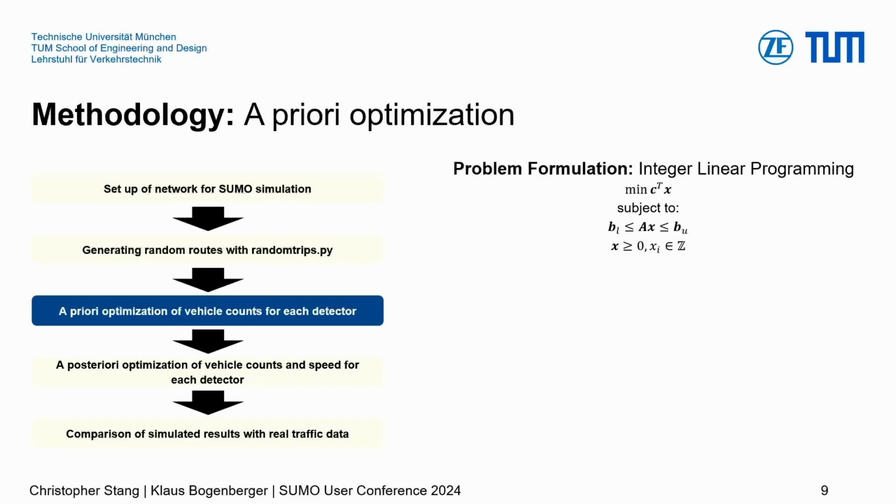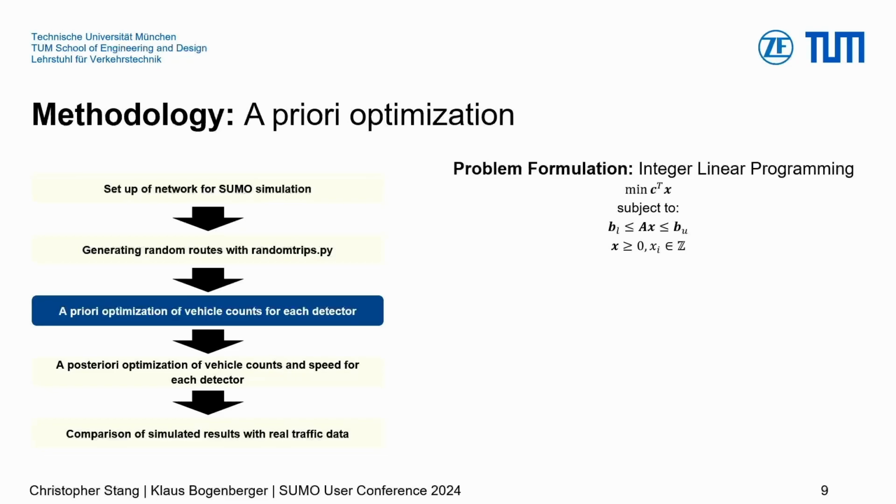Okay, let's come to the first part of the methodology, the a priori optimization. Having generated a set of initial unique routes, you can formulate the mathematical problem: how often does every one of these routes have to be chosen to match the real vehicle counts? I would also like to give you some insight into the math behind it, because in my opinion it is very important to understand that.